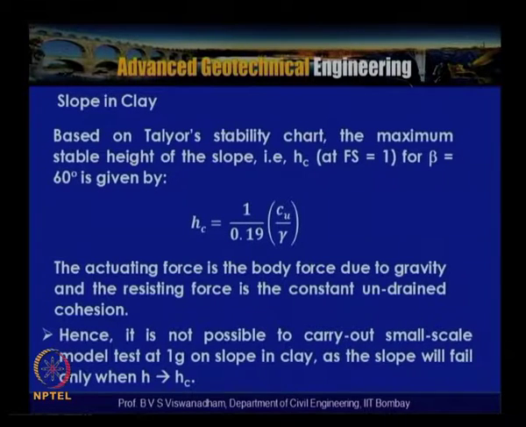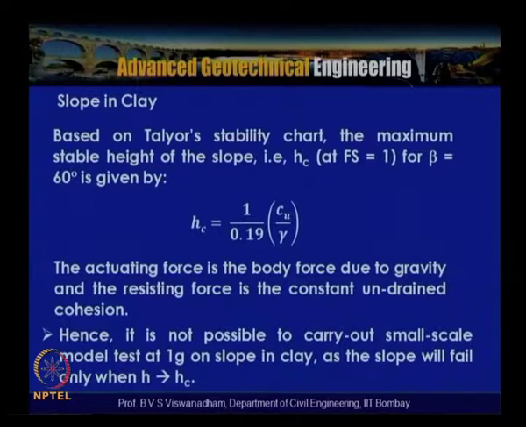So what we have understood in this case, particularly with slopes in clay, is that based on Taylor's stability chart, the maximum stable height of the slope at factor of safety 1 is for beta equal to 60 degrees.